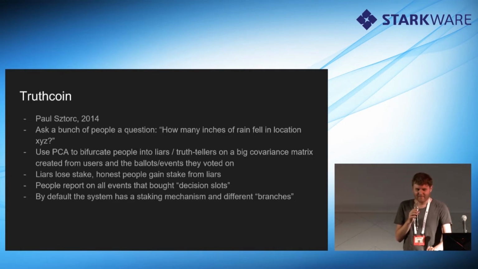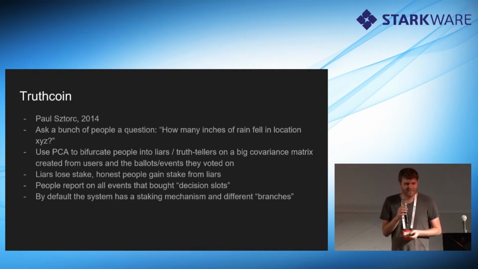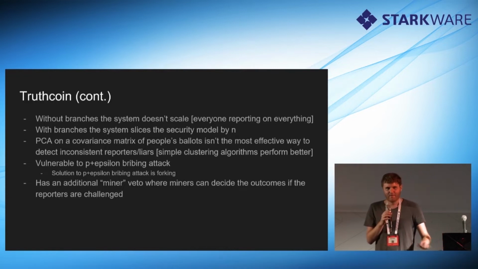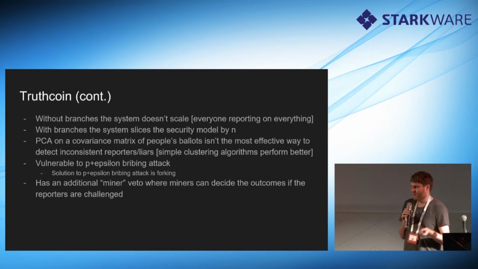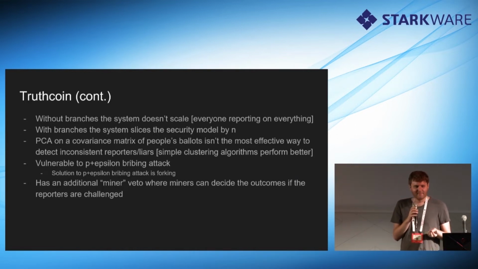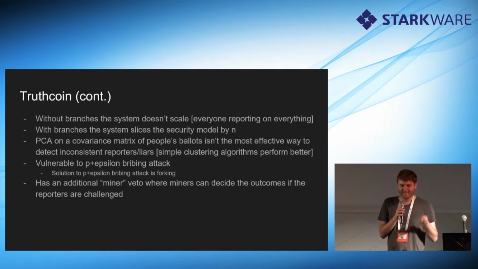And by default, the system has a staking mechanism built in, and there are different branches. The idea is that if you have a question about, say, politics, it might go in the politics branch. If you have a question about sports, it goes in the sports branch. If you have a question about Ether prices, maybe it goes in the crypto prices branch, and so on and so forth. The problem is, without branches, the system doesn't scale, because everyone has to report on everything.